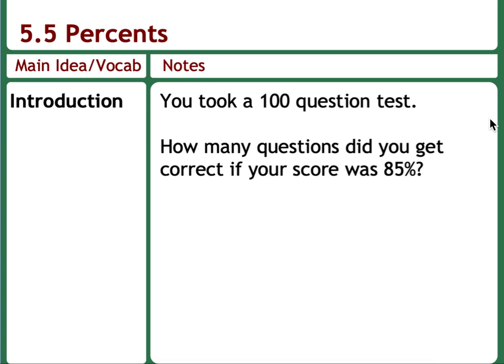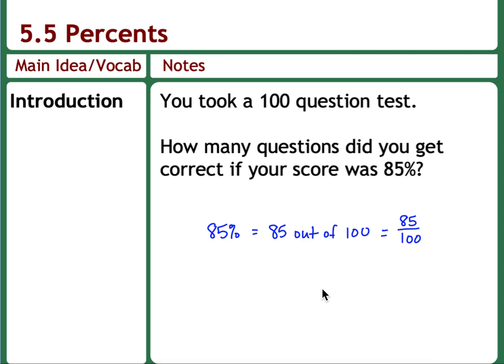So with an introduction to percents, let's say you took a 100-question test. How many questions did you get correct if your score was 85%? So think about that for a second. Well, if you got an 85%, that actually means you got 85 out of those 100. So really we're talking about a part-to-whole relationship. 85 out of a whole of 100, well, we can always write that as a fraction.